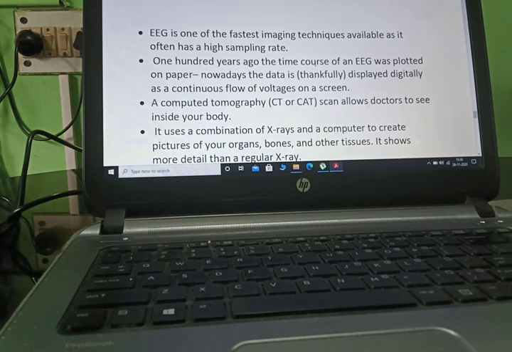It is one of the fastest imaging techniques available, as it often has a high sampling rate. 100 years ago, the time course of EEG was plotted on paper. Nowadays, the data is displayed digitally as a continuous flow of voltages on the screen.